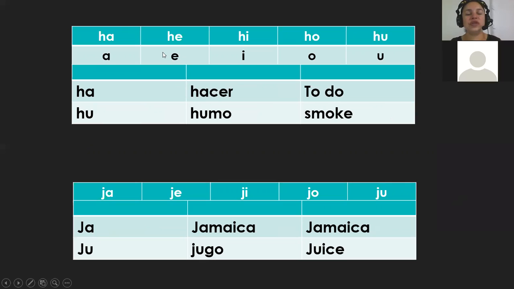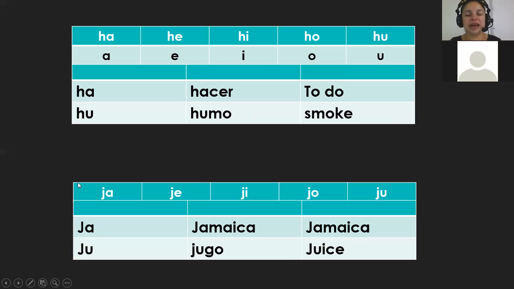Okay, so this is what I was talking about. You will pronounce just as the vowels are alone. The H is just for writing purposes. So if we have here, hacer, hacer is a verb, to do. If you notice, I didn't pronounce the H. I just say acer. The same case, here we have the word humo. I didn't pronounce the H. Humo in English is smoke.